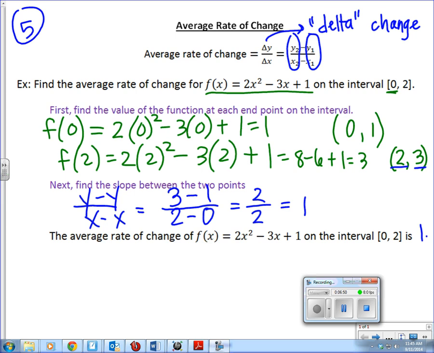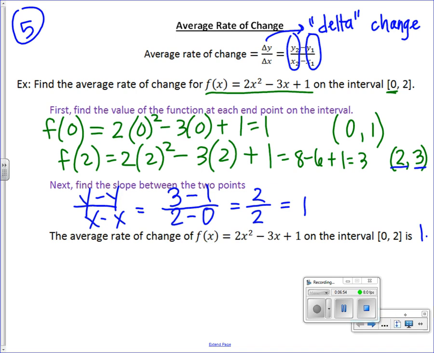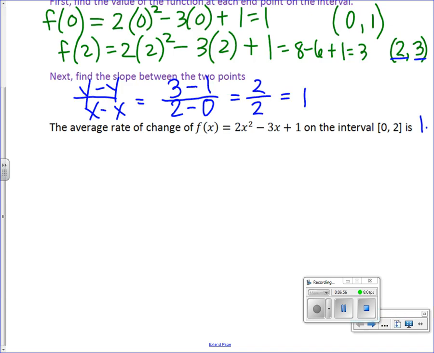Okay? All right, let's do another example. So you guys have another one in your notes. Any questions on that? I know it was only the first one. Okay, let's make a table.